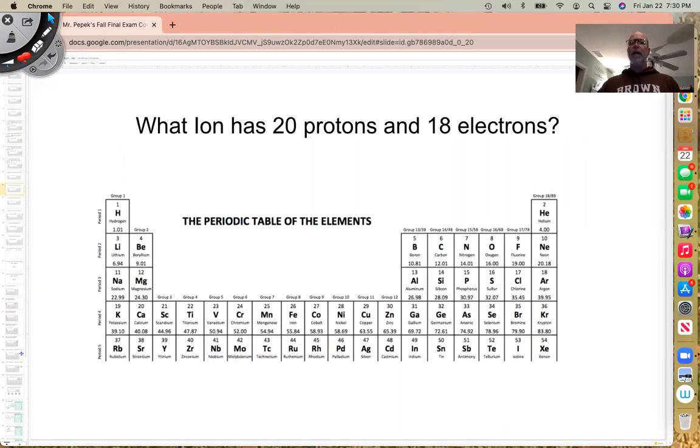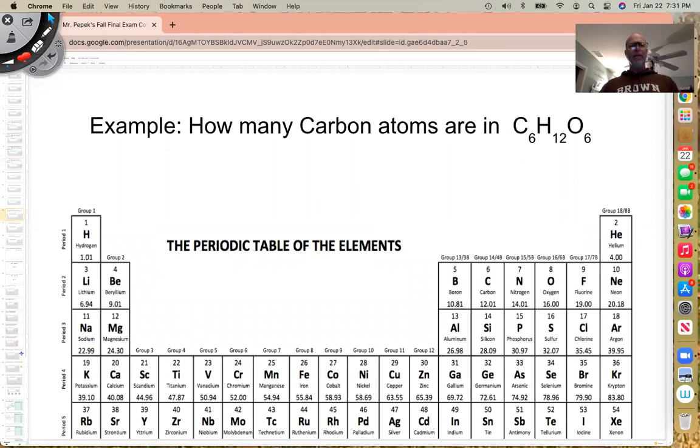What ion has 20 protons and 18 electrons? Next one, what ion has 16 protons and 18 electrons? All right, let's take a look at this next one.